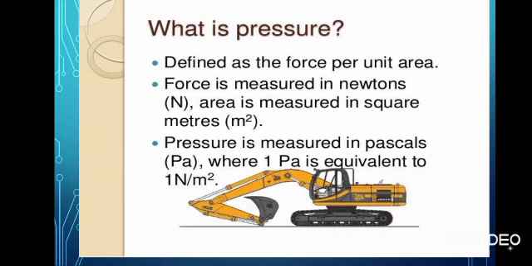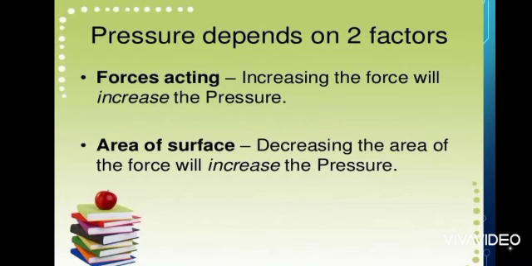So, pressure is defined as the force per unit area. Force is measured in newtons and area is measured in square meters. So, pressure is measured in pascals, where 1 Pa, or 1 pascal, is equivalent to 1 newton per meter square. Pressure depends on two factors: force acting and area of surface. Increasing the force will increase the pressure, and decreasing the area of the force will increase the pressure.